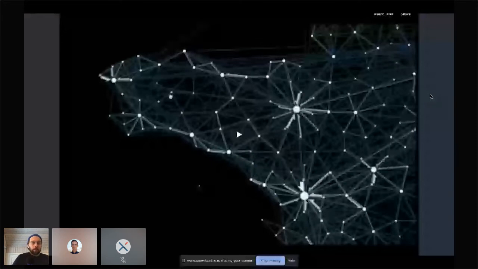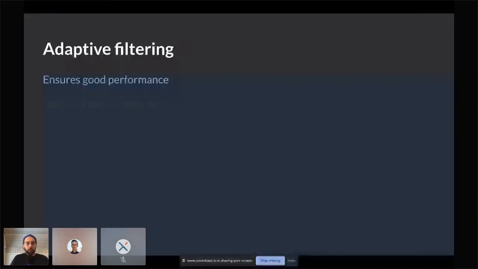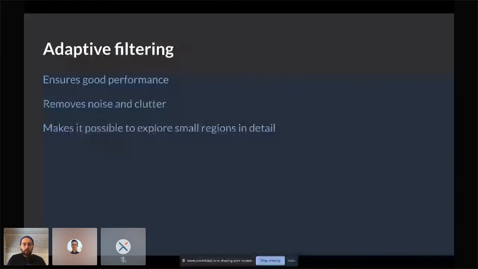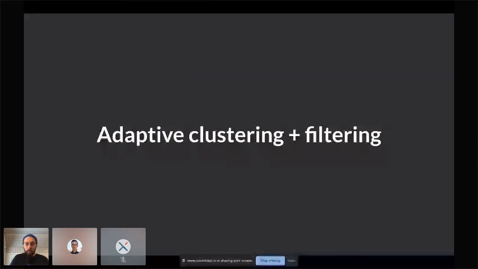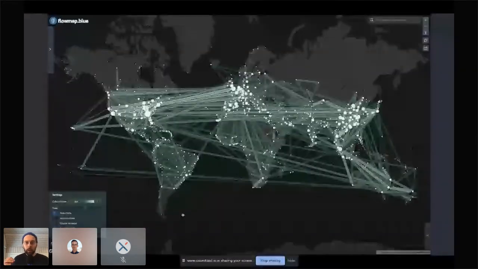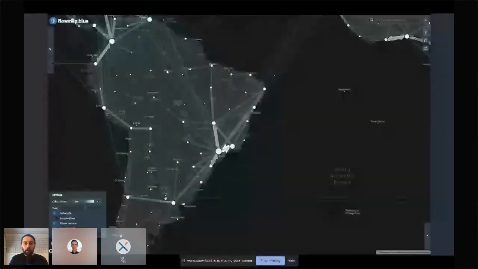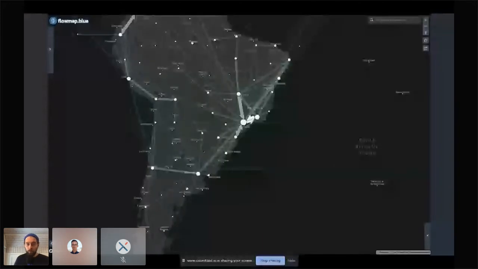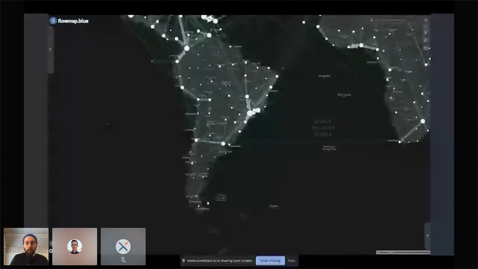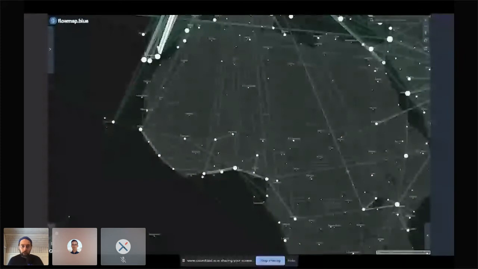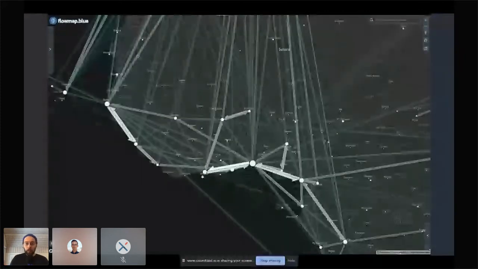So the adaptive filtering helps to ensure good performance, remove noise and clutter, and we can explore the small regions in detail. The two techniques together, we can see how it works in this example, showing the airplane routes across the world, as it was in 2014. So you see, as I'm zooming in, I see much more detail, and also the scales adapt so that I get the full range to compare the arrows within the view.